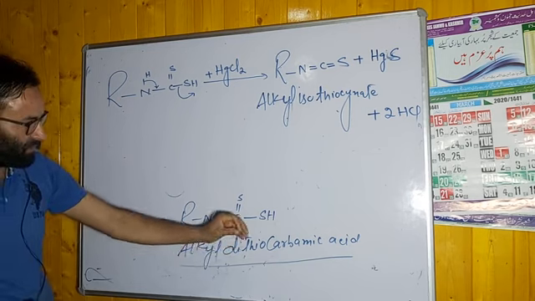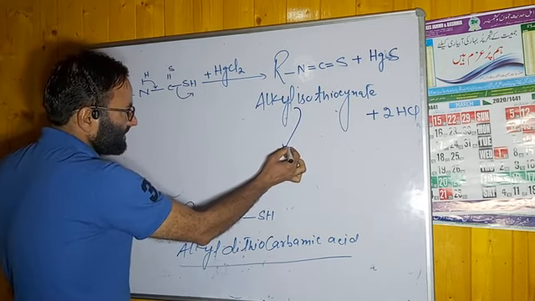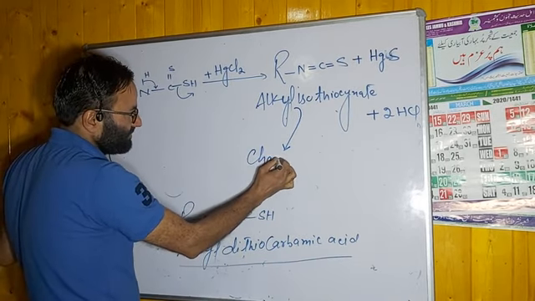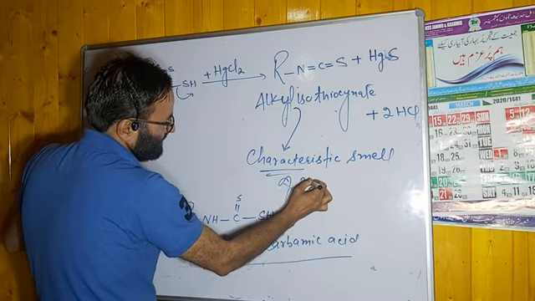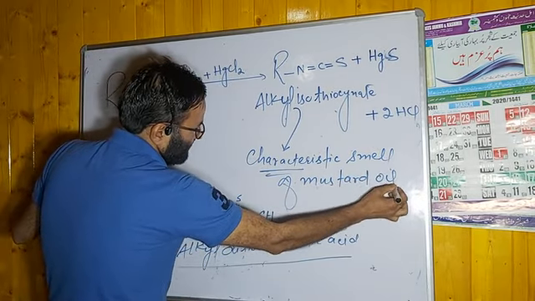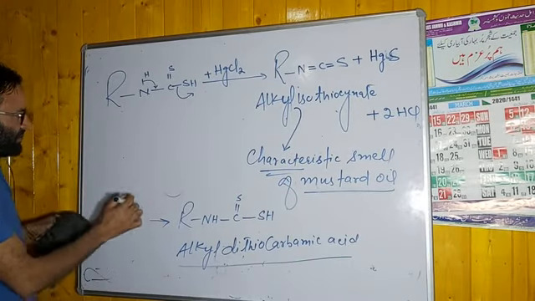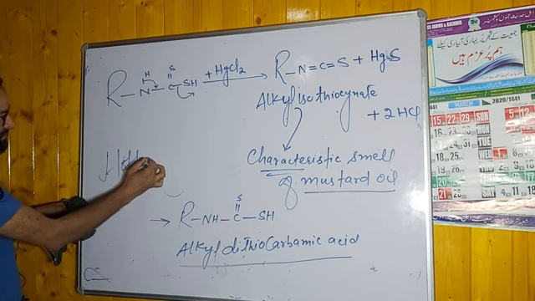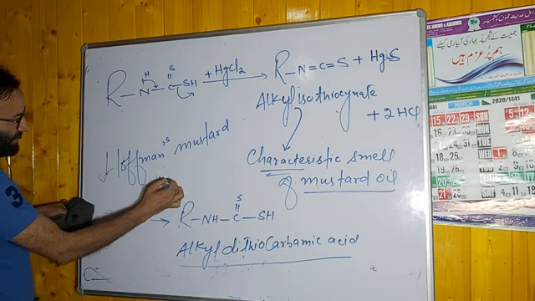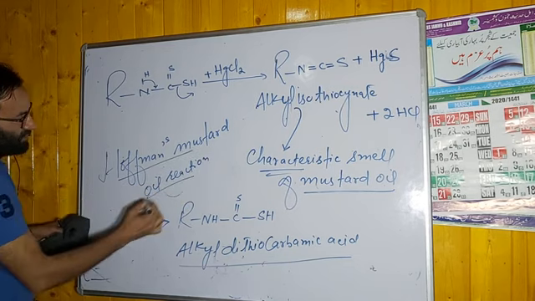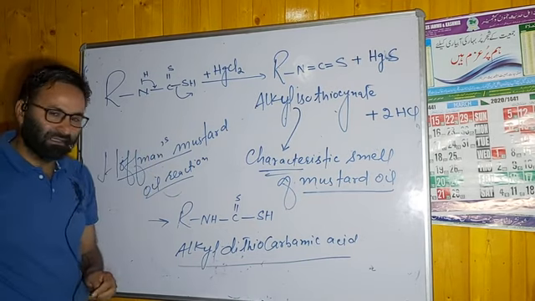You initially get alkyl dithiocarbamic acid, which upon decomposition yields alkyl isothiocyanate. These alkyl isothiocyanates have the characteristic smell of mustard oil. Remember this point. Hence this whole reaction is known as Hoffman's mustard oil reaction. Why is it known as Hoffman's mustard oil reaction? Because the alkyl isothiocyanate formed has the smell of mustard oil.